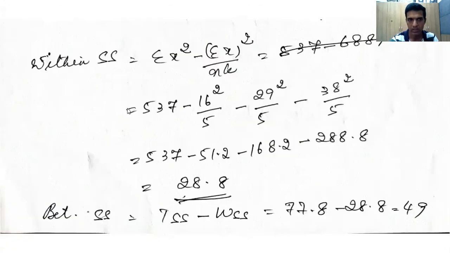We also need the within sum of squares and between sum of squares. So within sum of squares, the formula is sigma x square minus sigma x whole square divided by nk. So how do you do that? nk.